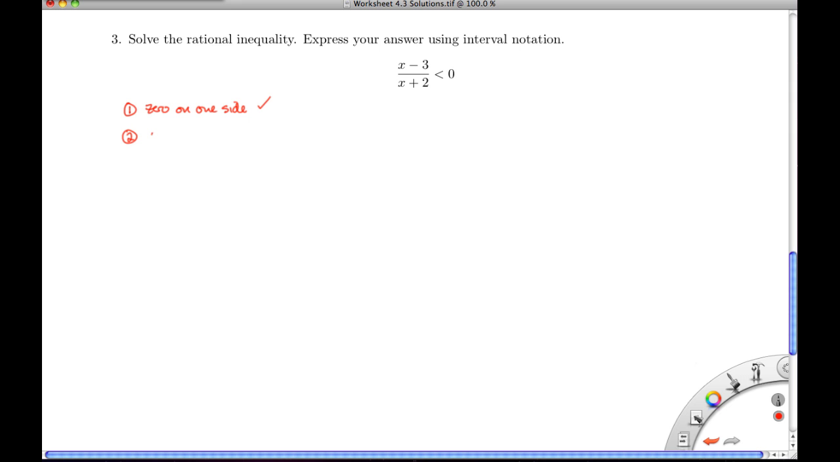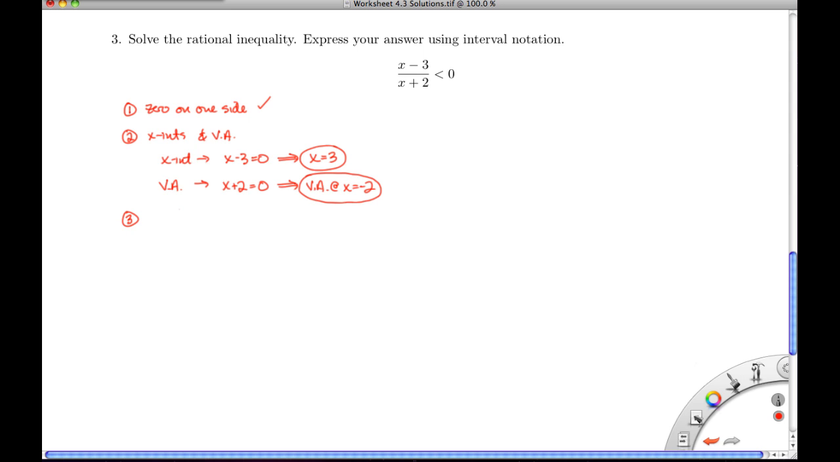Okay, so step 2, we want to find x-intercepts and vertical asymptotes. So x-intercepts, we're going to take the top, x minus 3, set it equal to 0, and what we end up with is x is equal to 3. So there's one of our x-intercepts, and if we take the denominator, x plus 2, set it equal to 0, this is going to give us our vertical asymptote. So we're going to have a vertical asymptote at x equals -2. And again, we're going to use these two values to construct our sign diagram.